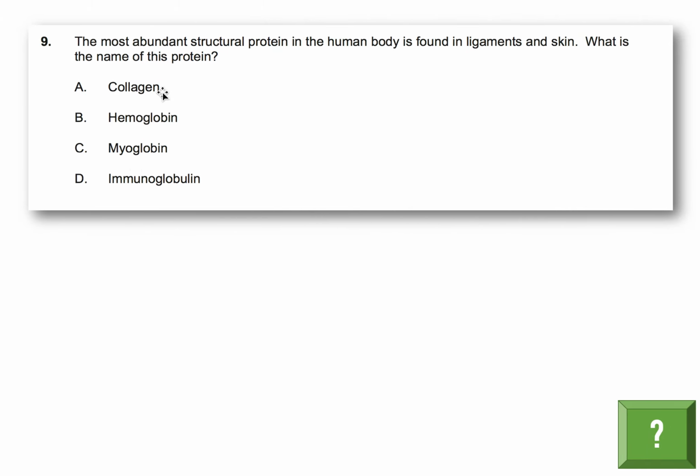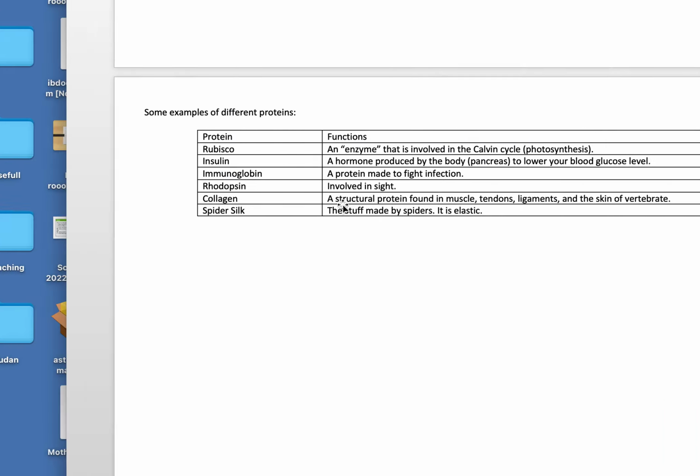Now, this one is saying the most abundant structural protein, so one that provides strength and structure. For example, things that help your bones be strong, that help your skin be strong, structural things like that, and ligaments. So what is the name of this protein? You should know that it's collagen. It's going to be A. Let me show you here.